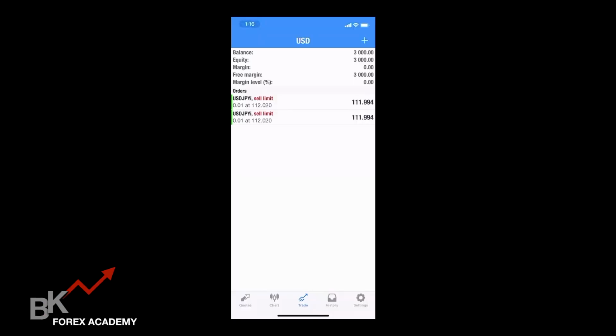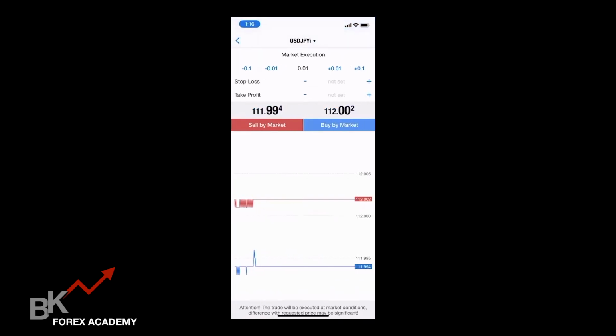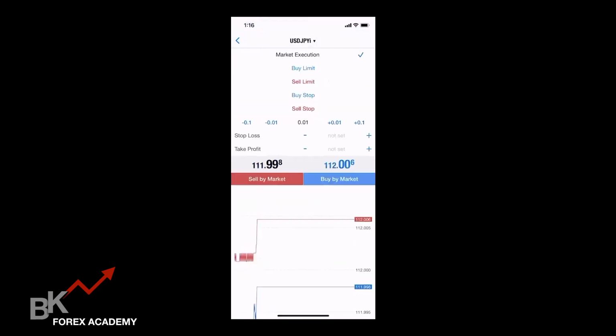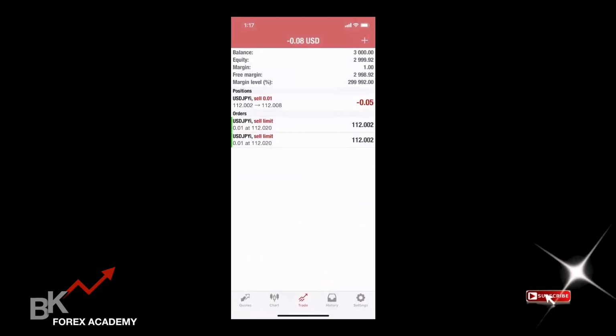Currently, you can see my MetaTrader 4, and I have an account here for $3,000. I'm on an Apple mobile phone, so I'm going to click on the plus sign. And if I want to get into a trade immediately at the best available price, I'm simply going to click Market Execution. You can see that I have two options at the bottom, and it says Sell by Market or Buy by Market. So if I believe that the market is going to go down and I want to get into the trade right away, I can hit Sell by Market, and it will get me into the trade immediately.